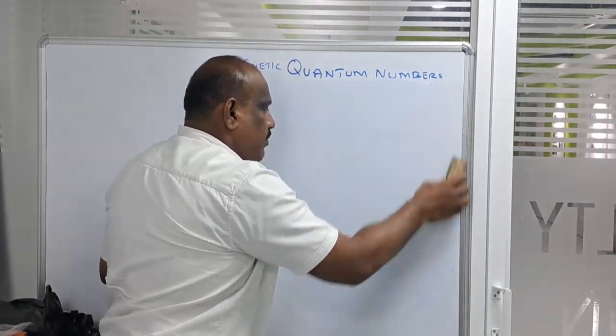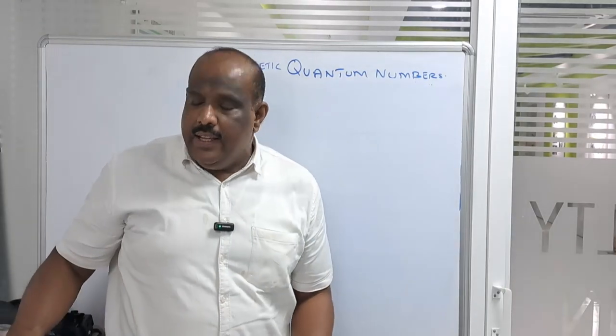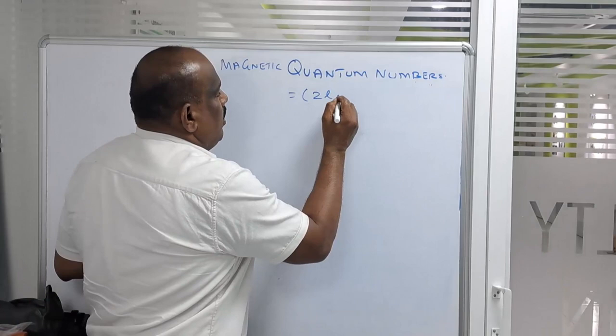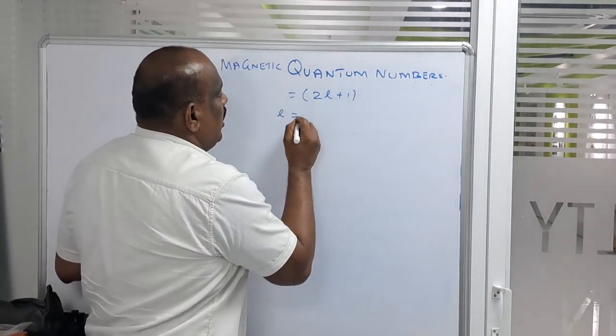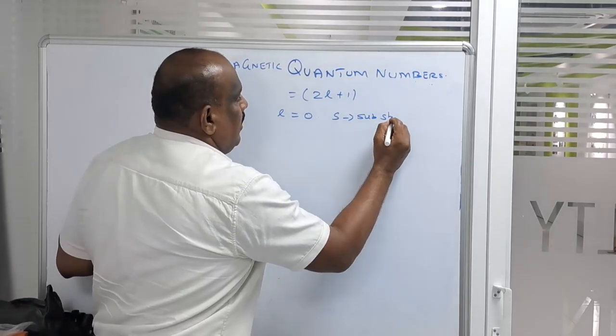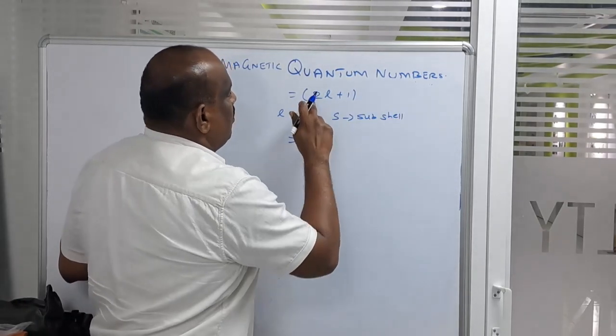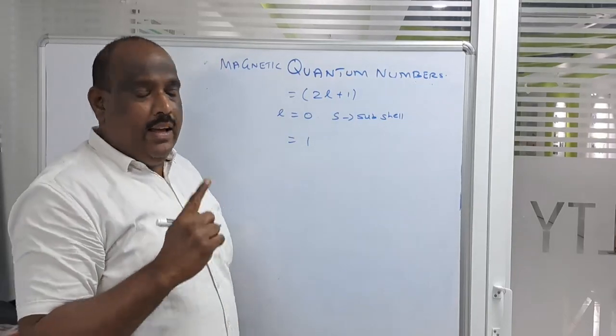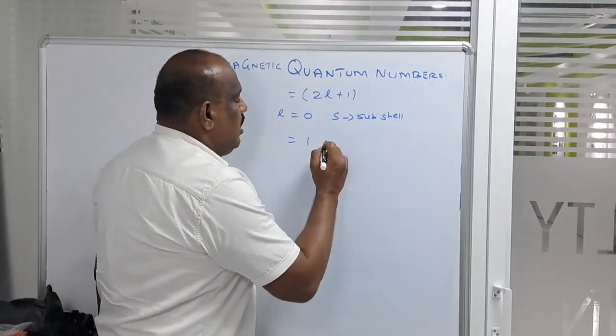So this way also we can find out. The formula is minus L to plus L including 0. The other way that you told is also right. It is 2L plus 1, isn't it? When L equals 0, which means what? S subshell. So what will happen? It will become 2 into 0 plus 1. So there is one orbital. So called as what? One orbital.